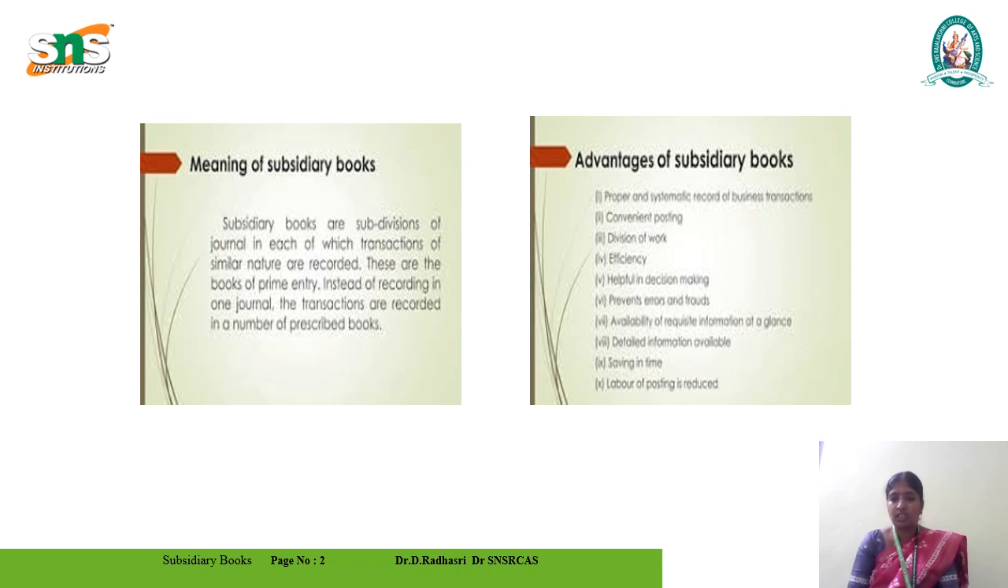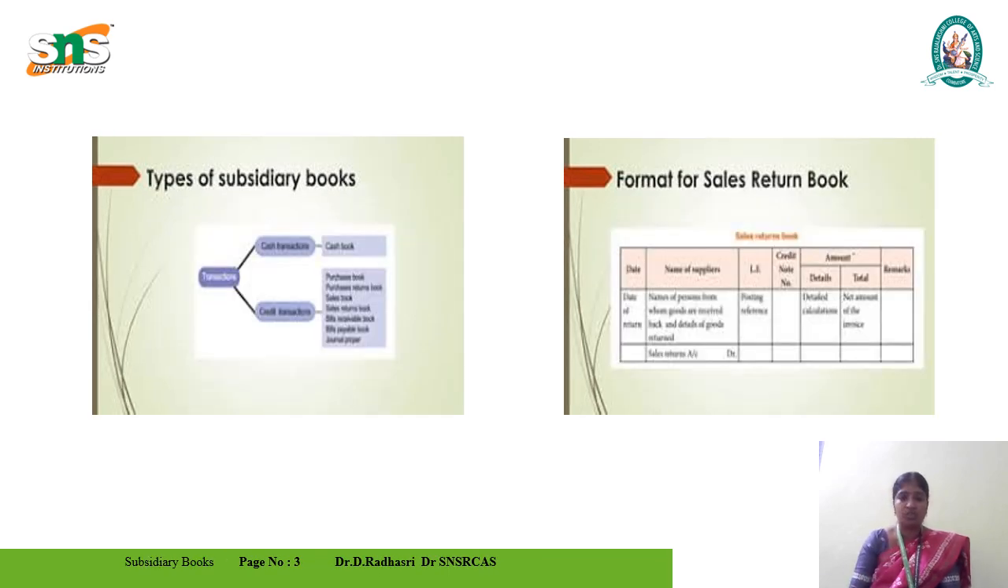And we want to know the strength of the business in saving time and recording the transactions by using subsidiary books, a subdivision of the journal, in which transactions of similar nature are recorded. These are the books of primary entry that we put entries in, instead of recording everything in one journal. The transactions are recorded in books prescribed by their nature. It is known as the subsidiary books. The subsidiary books take an important place between the journal and the ledgers.